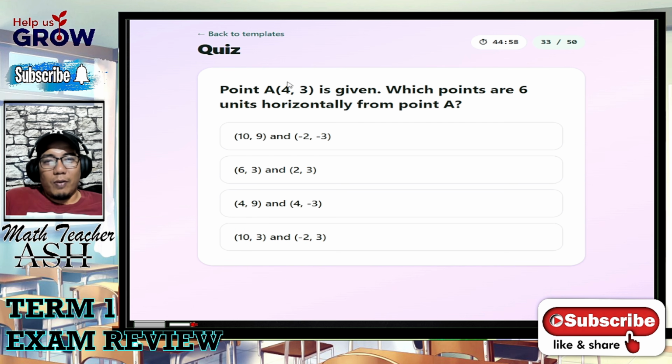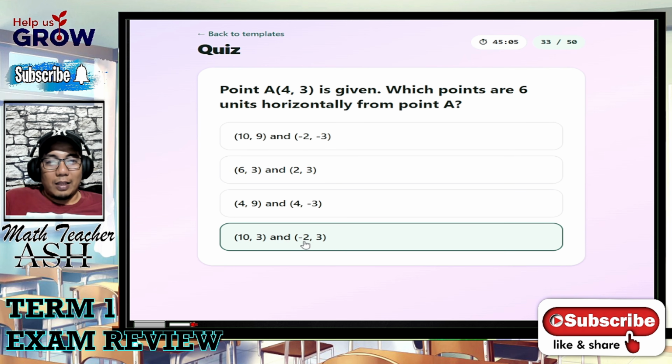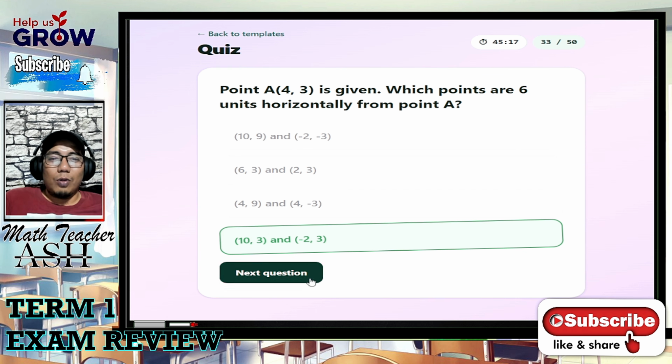Alright. So for the 4, we go to the left side 6 units. So that would be negative 2. So we have negative 2 and negative 2. However, our 3 must remain. So therefore, this will be the correct answer, the fourth option. Let's check whether we are correct. Easy, right? So now let us go to the next question.